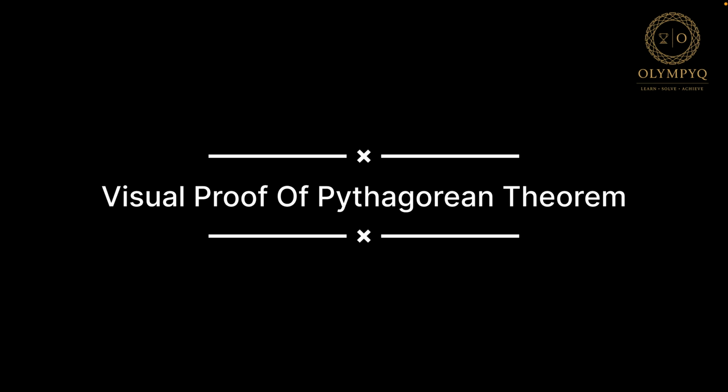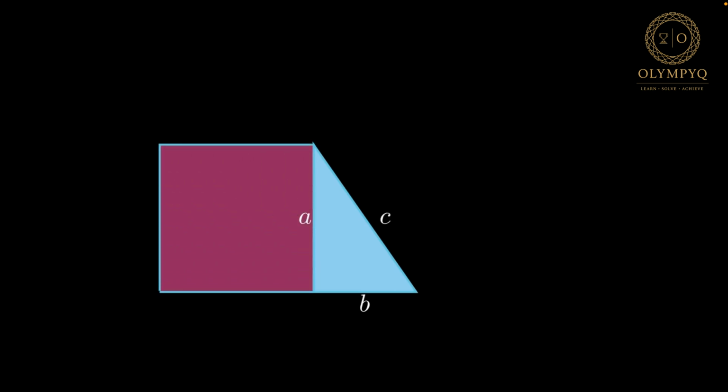Let's see a totally hinged proof of the Pythagorean theorem. Consider a right triangle with legs A and B and hypotenuse C. On the leg of length A, draw a square with side A. Its area is A squared.